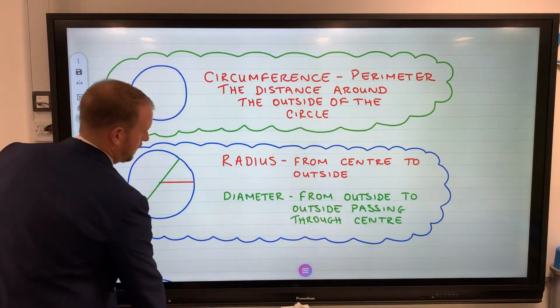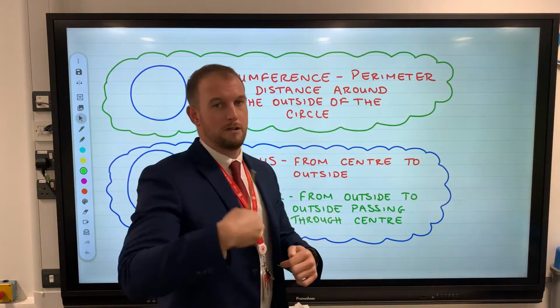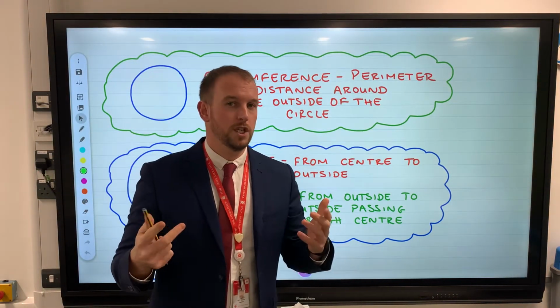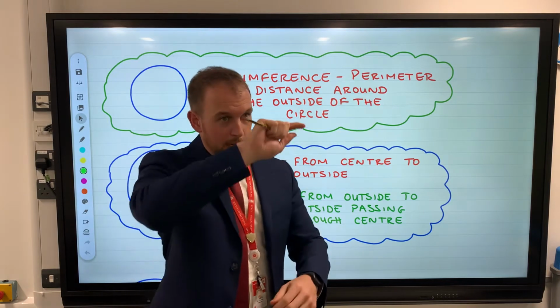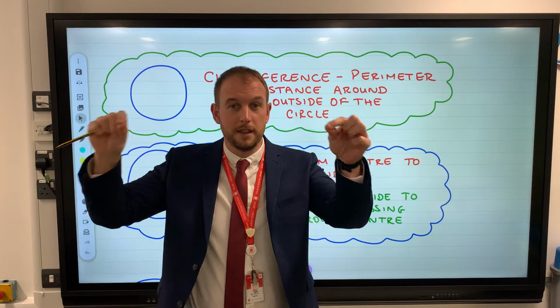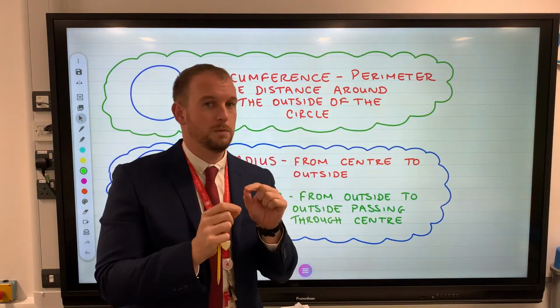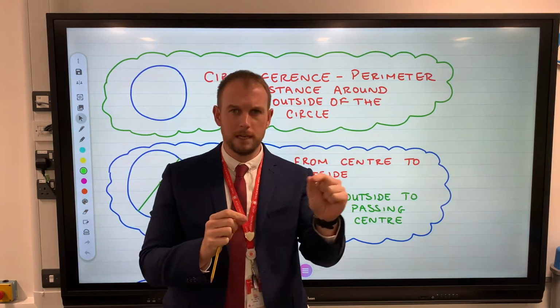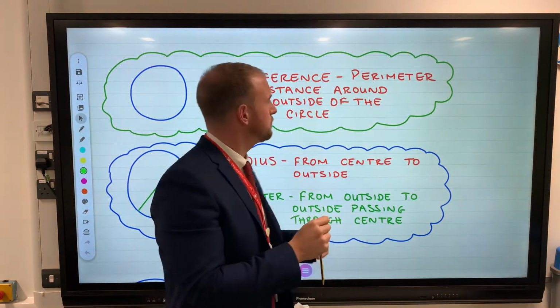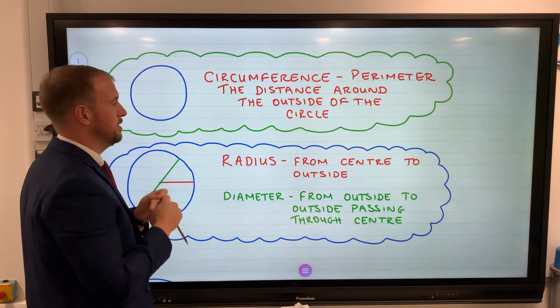The circumference, it's like the perimeter of a circle, okay? It's the total distance around the outside of a circle. Imagine you had a piece of string and you put it around the outside of a circle and then measured that length. That is the circumference of the circle, okay? So it's always a length, which means that your answer always has centimetres or metres at the end. So remember, piece of string and then measure it out.